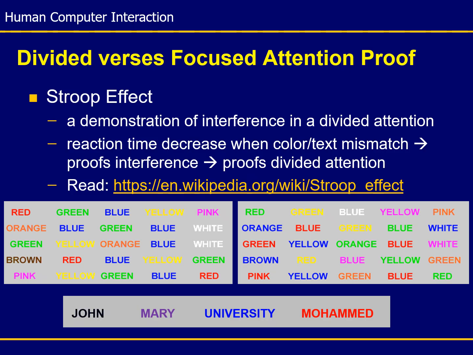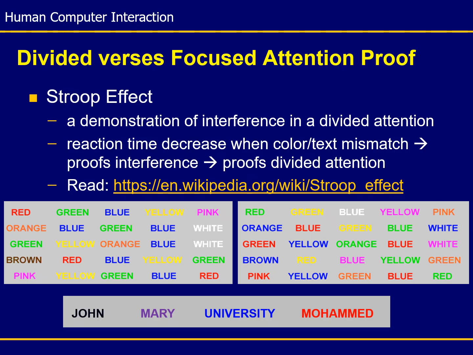So the Stroop effect goes like this. Again, you can try this at home. What you will do is ask someone to tell you the color of the word, and you have three variations. In the first variation, the word and the color match, like red is in red, green is in green, which is the image at the left, and blue is in blue, and yellow is in yellow, and pink is in pink, and white is in white. So the name of the color matches the color.